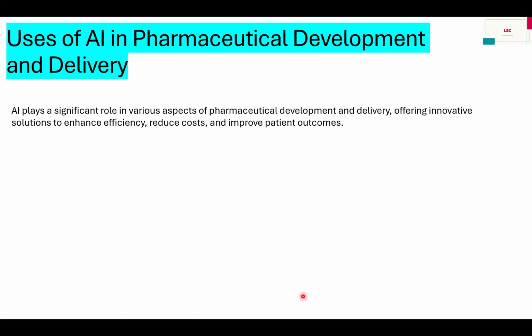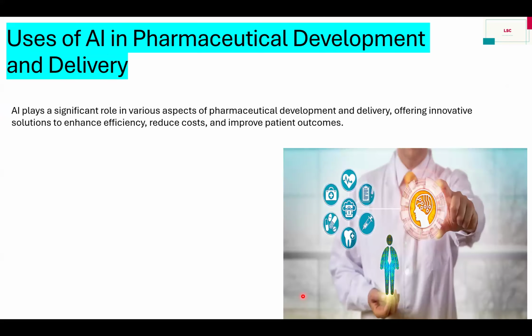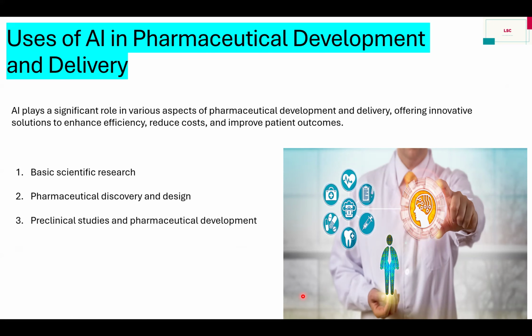We now see the use of AI in pharmaceutical development. AI plays a significant role in various aspects of pharmaceutical development and delivery, offering innovative solutions to enhance efficiency, reduce cost, and improve patient outcomes. To understand that, we look at AI in basic scientific research, pharmaceutical discovery and design, preclinical study and pharmaceutical development, clinical trials and regulatory approvals, and post-approval activities.